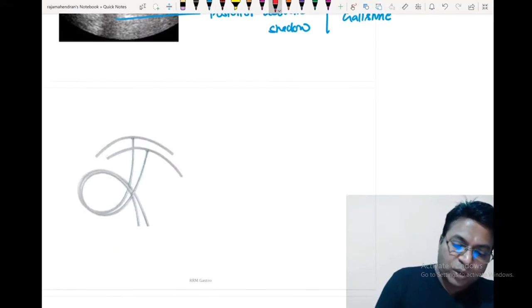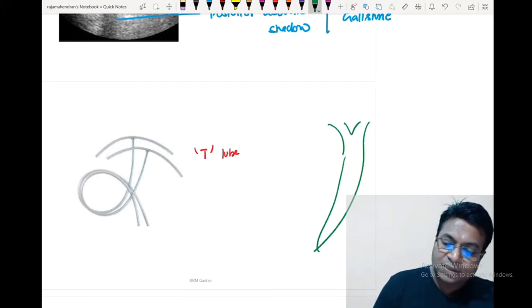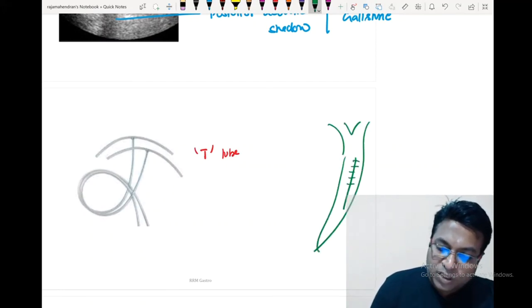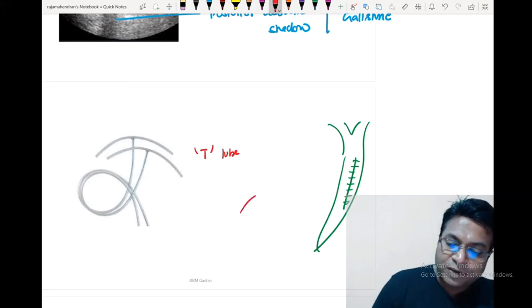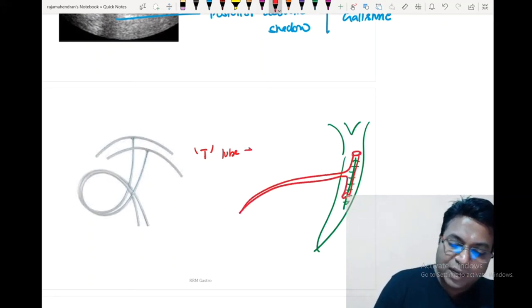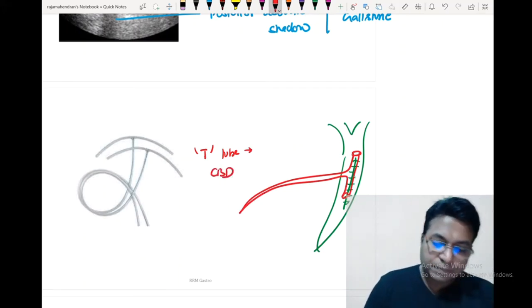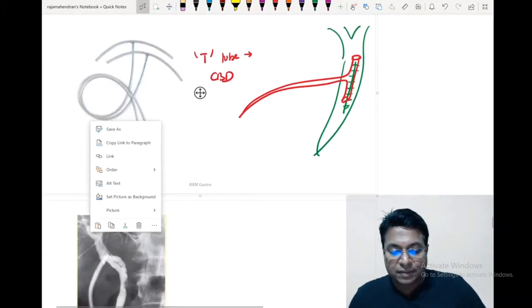So this is a picture showing you a T-tube, which is kept inside the bile duct after removing the stone by surgery. If I remove the stones from the bile duct by surgery, after surgery I will keep the T-tube inside the bile duct like this. T-tube is this. So the T-tube is used in the CBD. Okay, so don't forget T-tube.